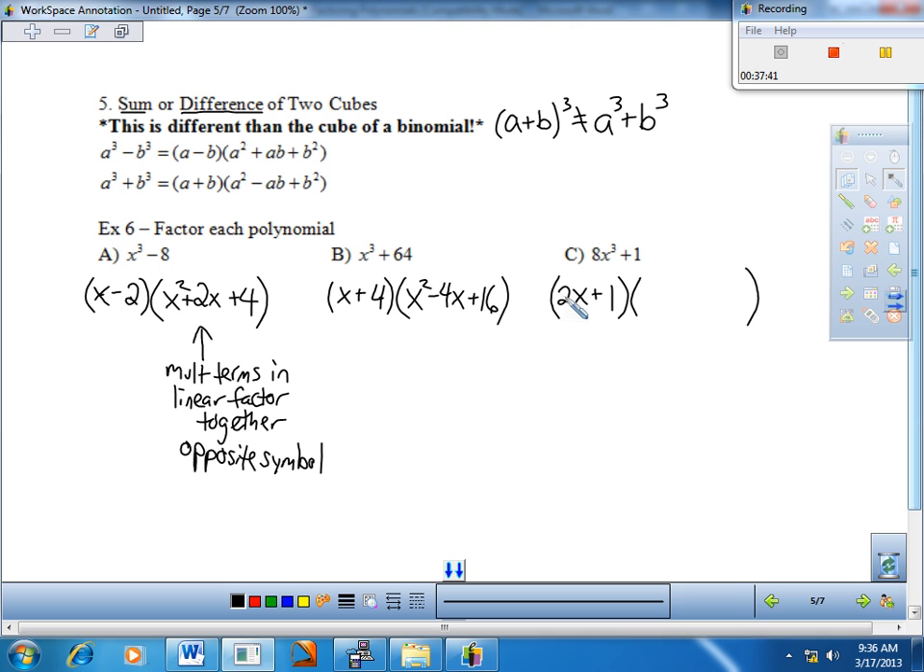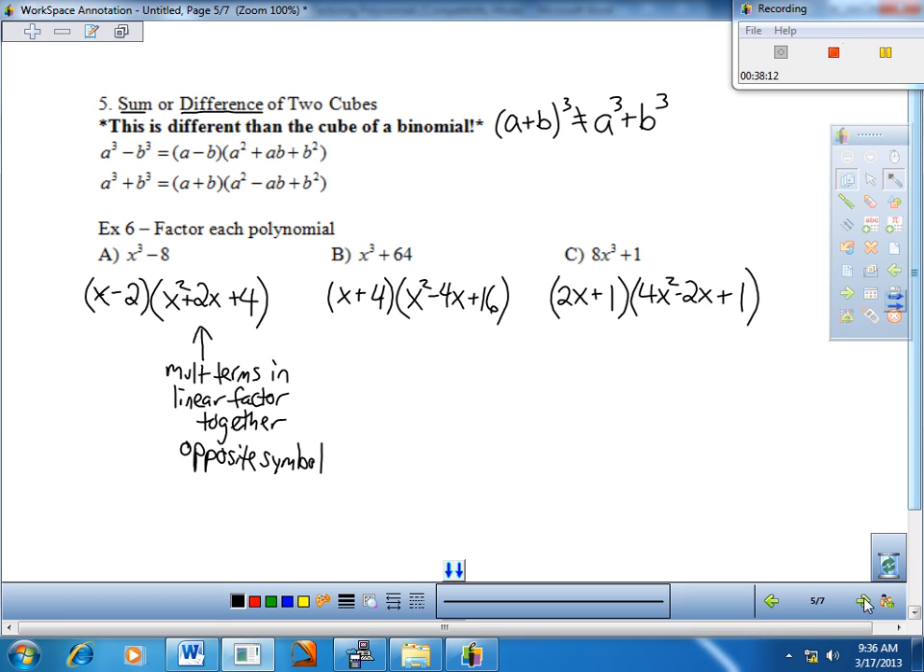Then let's go for it. 2 times what gives me 8? 4. X times what gives me x cubed? X squared. Cool. Back end, everybody. 1 times what gives me 1? Has to be a 1. And then get that middle term. Now it's the third time, should get it. So multiply these two things together. 1 times 2x is 2x. It was a plus originally, so now it goes minus. And there you have it. Linear times a prime quadratic.